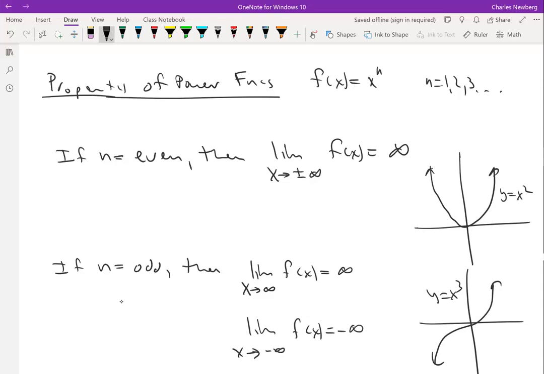Anybody study much with power functions in high school? Sometimes they do, sometimes they don't. We haven't done a lot with them in college algebra in a long time, so. All right.